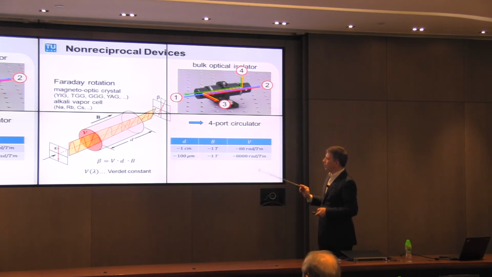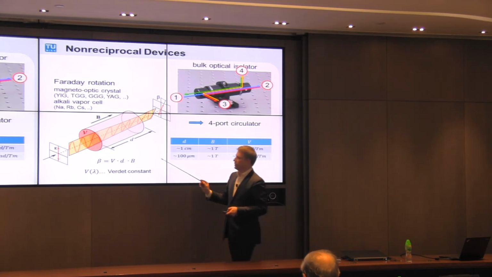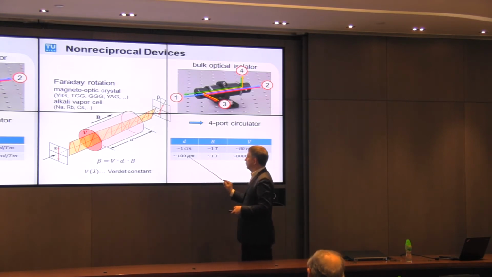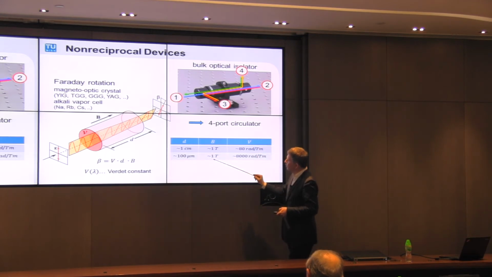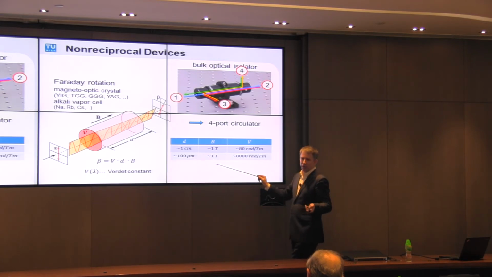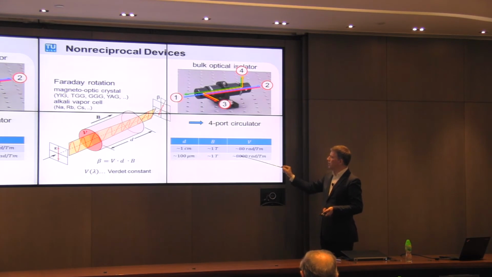So you can just buy these optical isolators in the Thorlabs catalog. However, if you now want to miniaturize such an isolator, say make the crystal 100 times shorter, then typically I will not be able to get a much larger magnetic field. I'm limited by the field strength of permanent magnets, which will be on the order of a Tesla. But then the only way to make an isolator would be to crank up the Verdet constant and make it 8,000 rather than 80 radians per Tesla and meter.